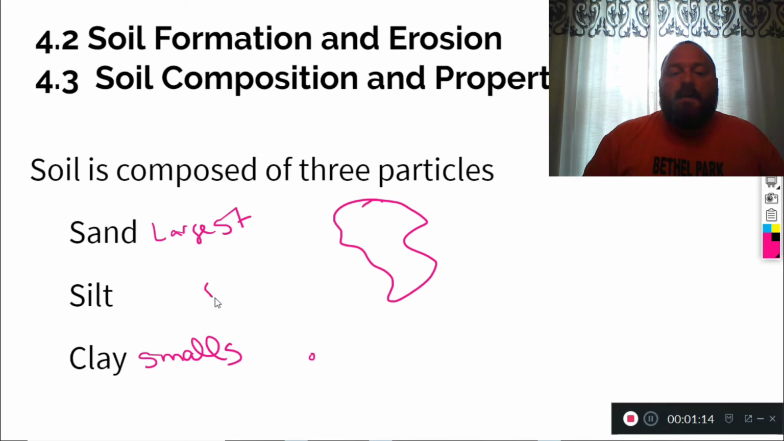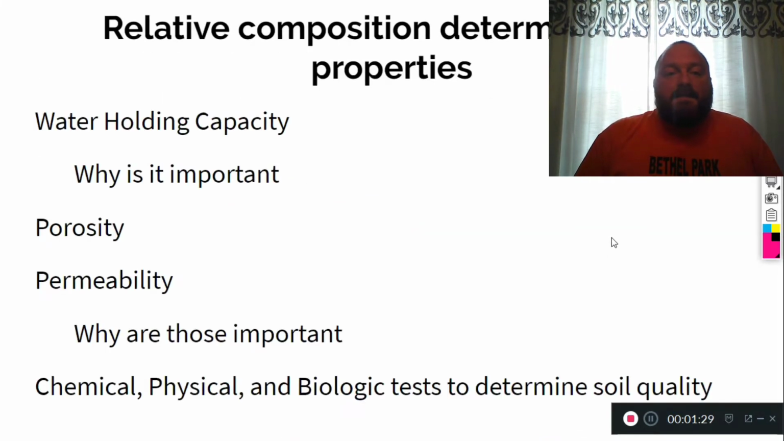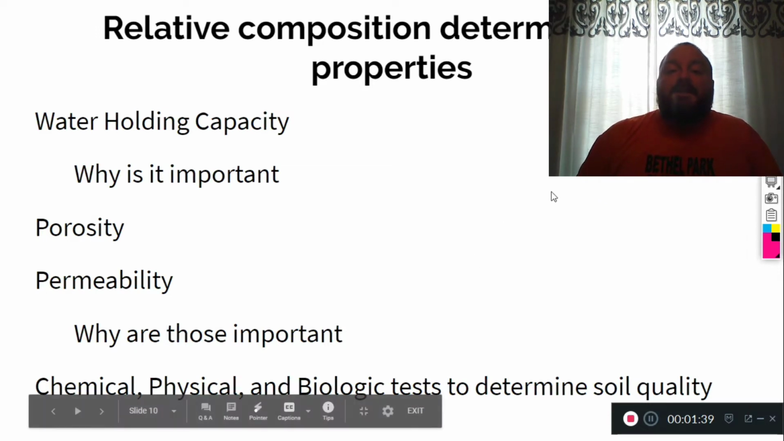The silt is going to be kind of closer to the clay size, but still a little bit jagged with it. And that's going to be important. The size of the particle is really important for the properties of the soil that contains them. So when we go through and look at the next slides, we want to know what the relative composition determines about its soil properties. So what I need to know is, what does relative composition mean? Relative composition is the percent versus each other.